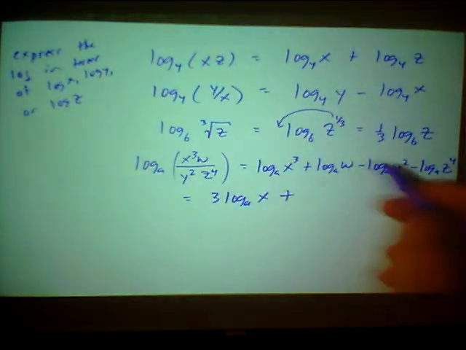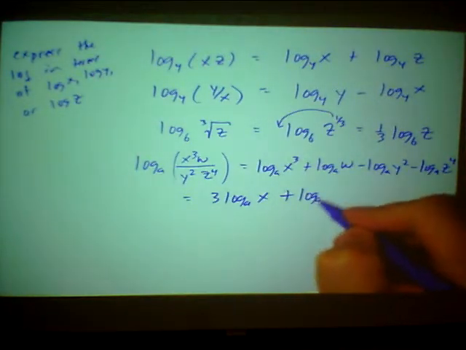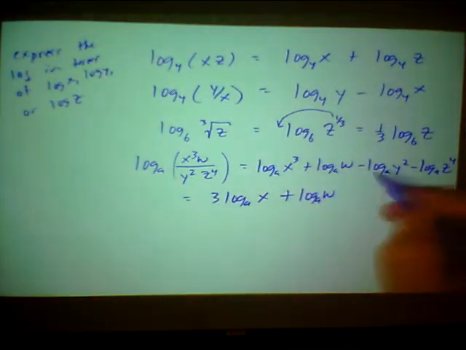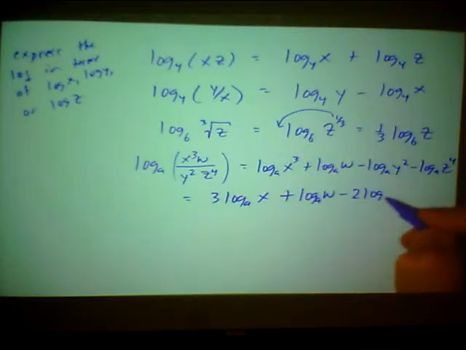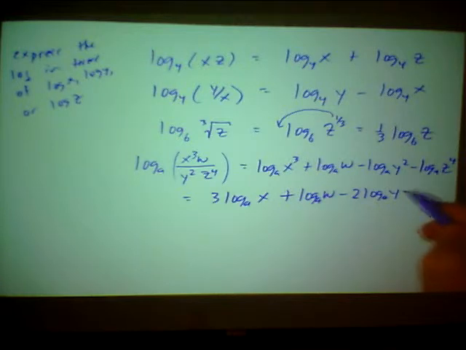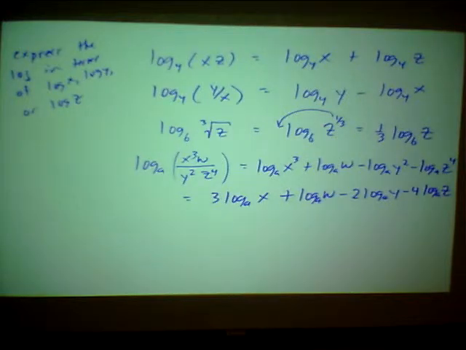And now I cannot leave exponents inside the log, so I move them out front as coefficients. So 3 log base a of x. The w, there is no exponent. For this y, I bring the 2 out front, minus 2 log base a of y, and then minus 4 log base a of z. All right, there we go.